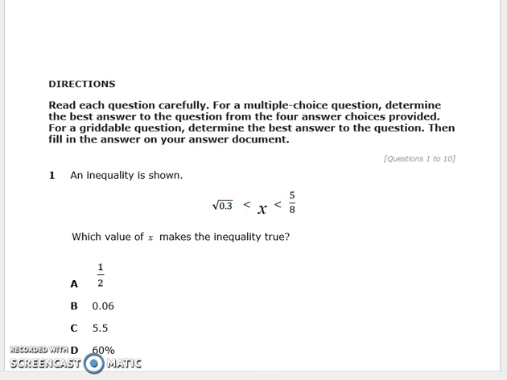Directions. Read each question carefully. For a multiple choice question, determine the best answer to the question from the 4 answer choices provided. For a griddable question, determine the best answer to the question, then fill in the answer on your answer document.